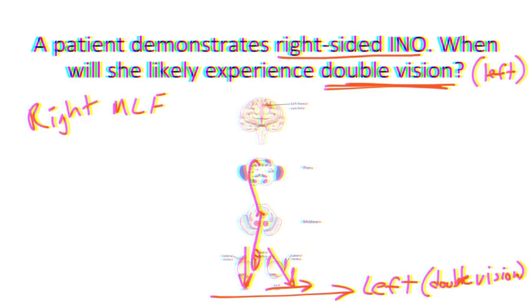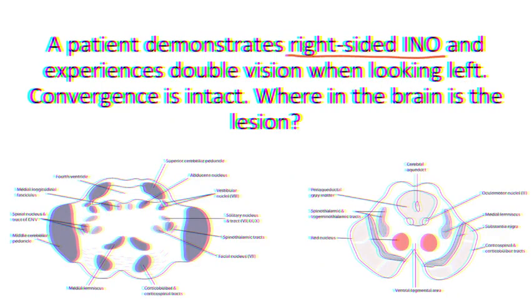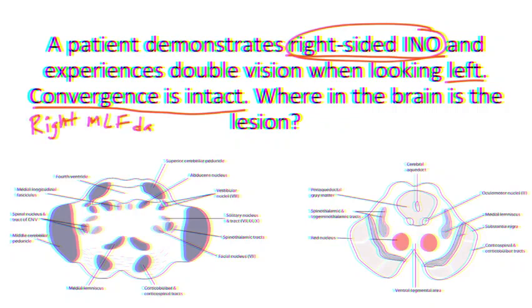So now let's extend the question. A patient demonstrates right-sided INO and experiences double vision when looking left. Convergence is intact. Now where in the brain is the lesion? We have determined that the patient has a right-sided INO, so we are thinking of the right medial longitudinal fasciculus and that it is damaged. She gets double vision when she's looking to the opposite side, the left side. So in this scenario, what we want to do now is identify where in the brain the lesion is.